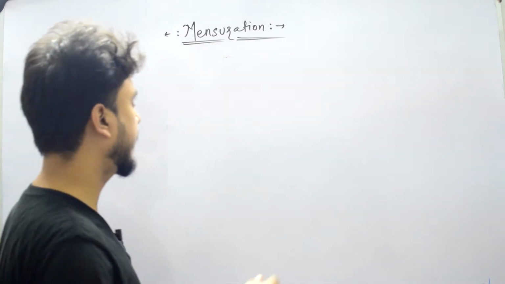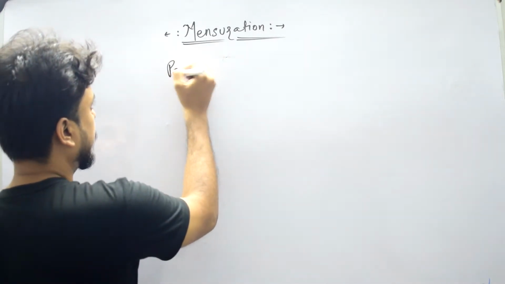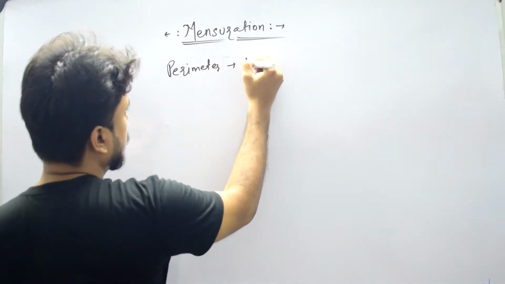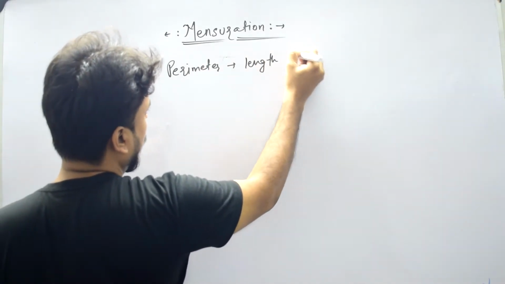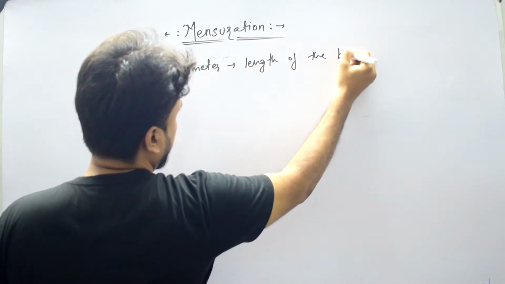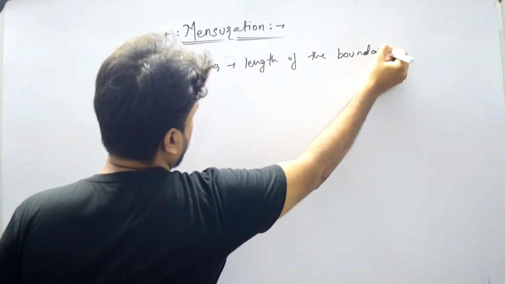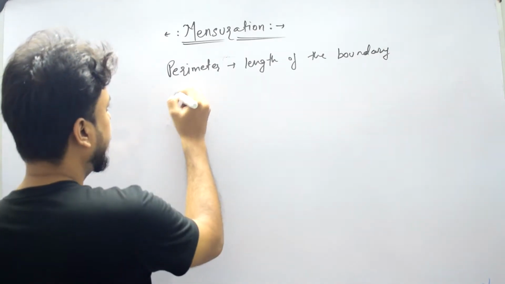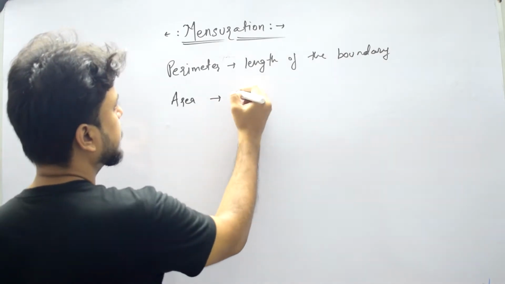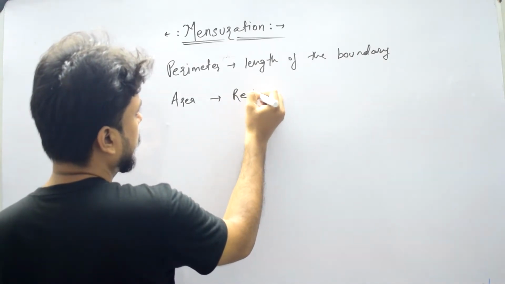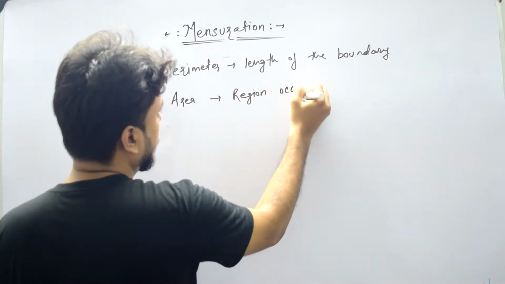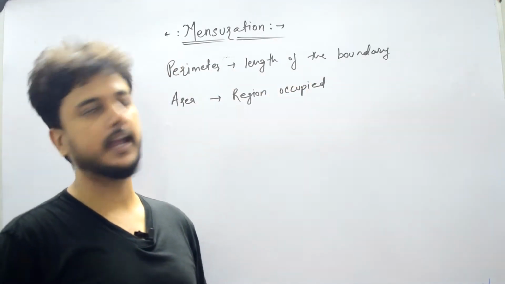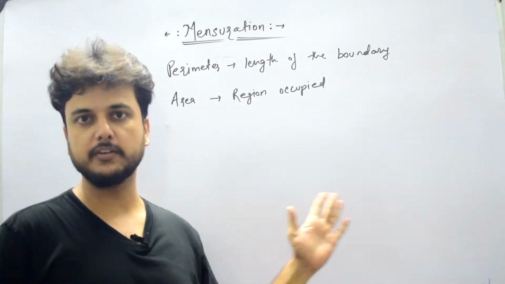Before anything, let us see what perimeter is. Perimeter means the length of the boundary of the plane figure. And what is area? Area is the region occupied by the plane figure. So perimeter is the length of the boundary, and area is the region occupied by a plane figure.